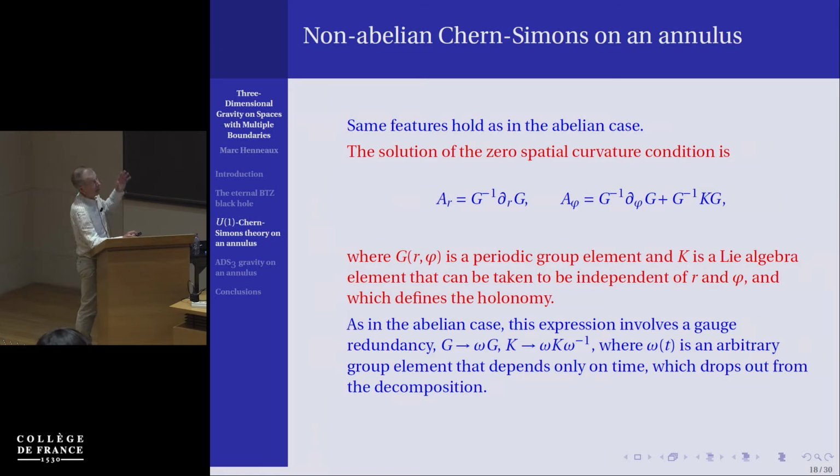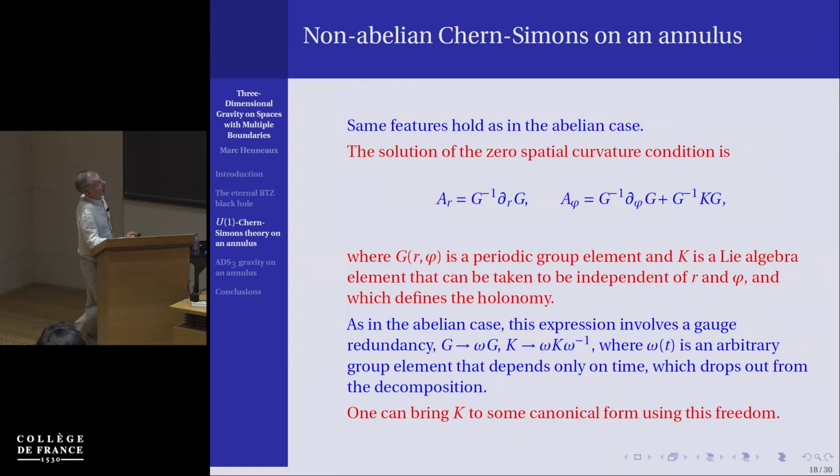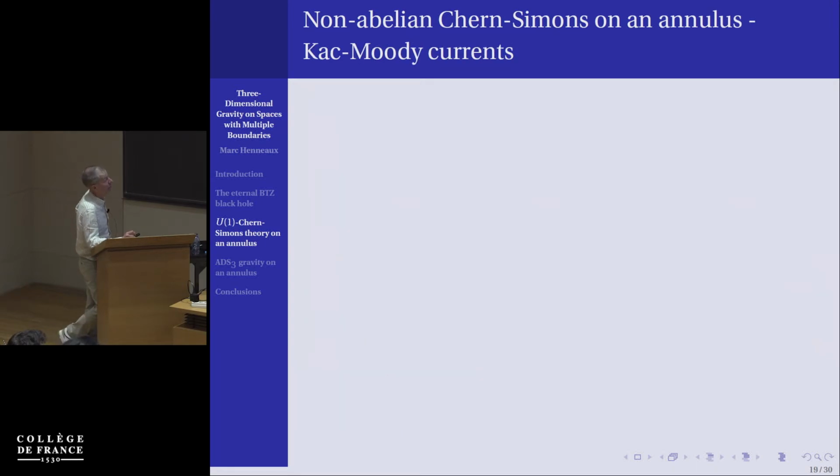Well, actually, I should say that this really was done a long time ago in work by Moore and Seiberg and Elitzur, Rabinovici and Schwimmer. Okay. Now, using that freedom, you can bring K to some canonical form. And for instance, in the case of gravity, for the black holes, I will conjugate K to the Cartan subalgebra so that it's proportional to L0.